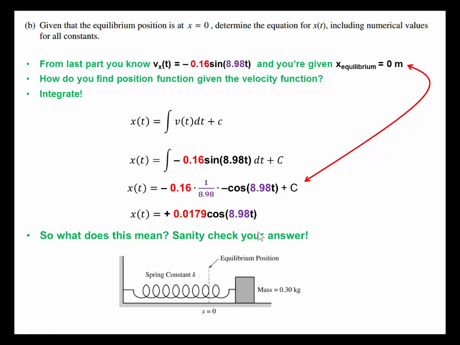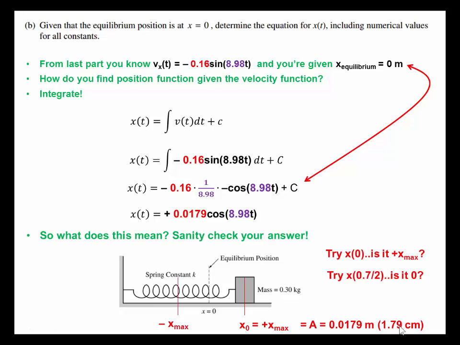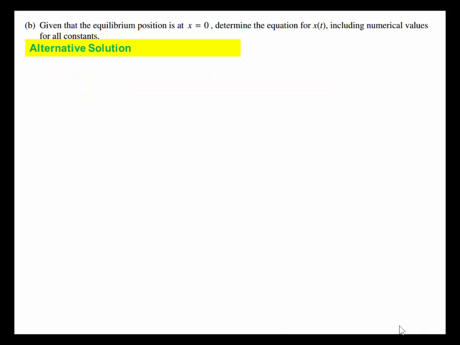Double check your answer by going back to the diagram, making sure things make sense. So we should have our min and max positions that match up with this function, and our amplitude should be 0.0179 meters, which is 1.79 centimeters. It's a very small spring with a small mass. And go ahead and try plugging some numbers in and see if they match.